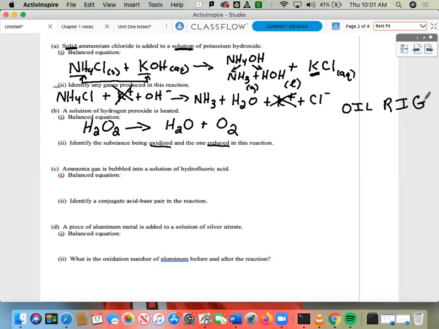One will be the term oil rig. Now, why do I say oil rig? Because oil means oxidation is the loss. Oil. Reduction is the gain of electrons. Oxidation is the loss and reduction is the gain of electrons. So if something is oxidized, that means it is losing electrons. If something is reduced, reduction is the gain, it gains electrons. That's what that means.